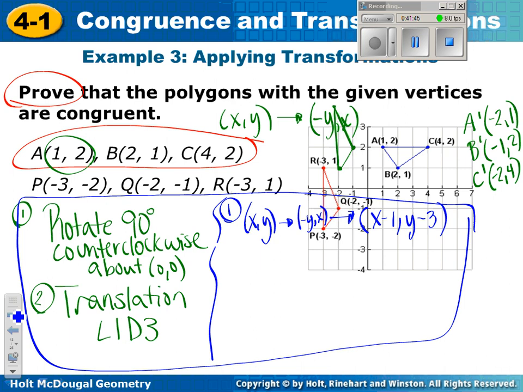Are you confused about why I did 2 arrows here? Because when we did this, we took these coordinates and we rotated them to get these new coordinates. We're not going back to the blue figure and sliding it. We're taking the green figure and sliding it, so we want to use these coordinates to translate. Does that make sense? Okay.